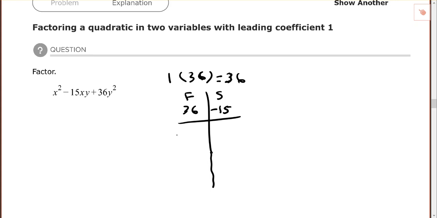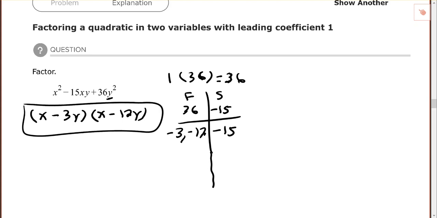And you can go through your factors, 1 and 36, 2 and 18, 3 and 12, and that sounds good. So negative 3 and negative 12 multiplies to be positive 36 and adds up to be negative 15. So x, and remember you have that y squared there, so minus 3y. Split up that x squared again, so x minus 12y. So again, we use the y at the end because we have y squared in that last term.